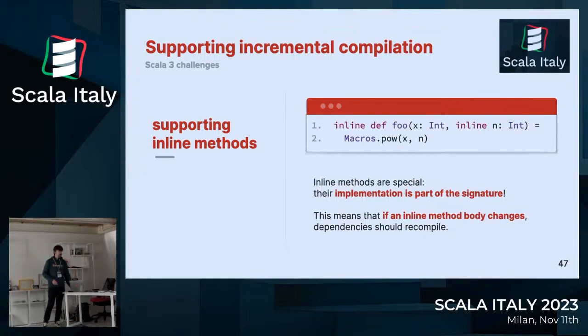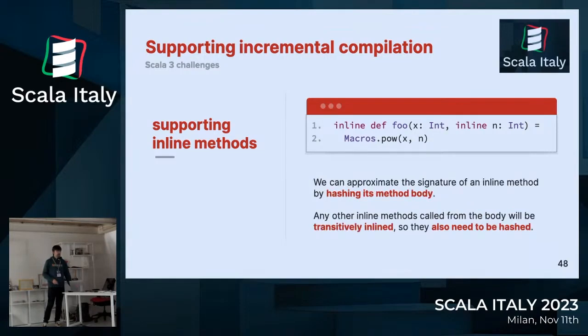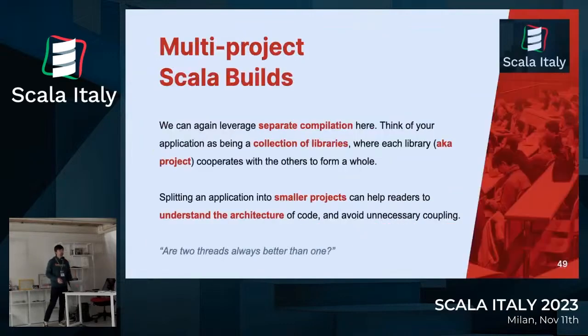So basically what we do here is that we're going to do a hash of the method body so that we can still have a compact representation without having to store the entire inline method and all of its transitive inline calls into Zinc. We don't need to do that. We just hash it in the compiler and send that small hash in addition to the method arguments. Okay, so that was the changes that we added in Scala 3.